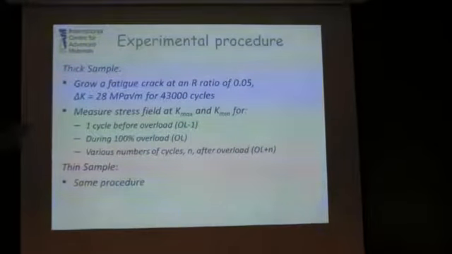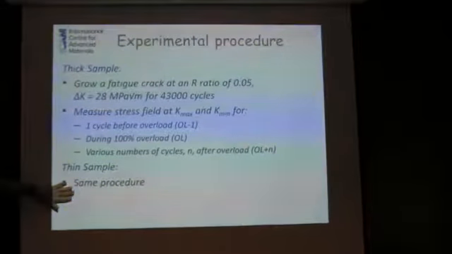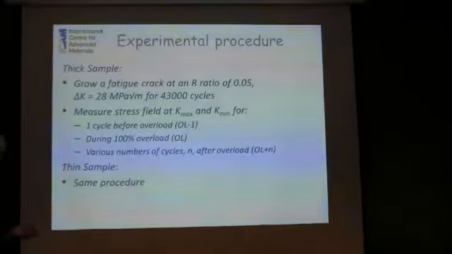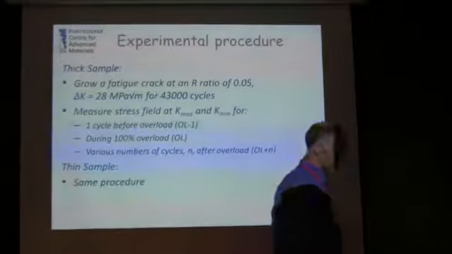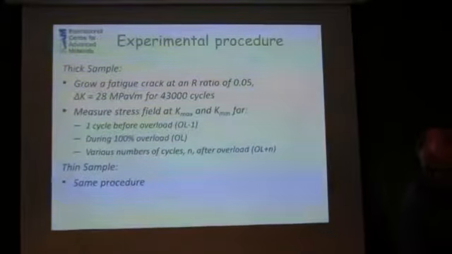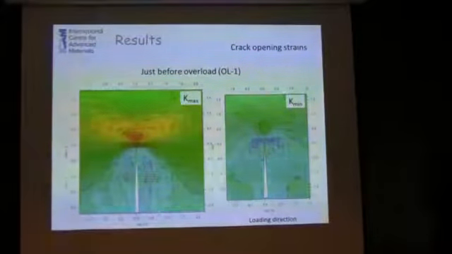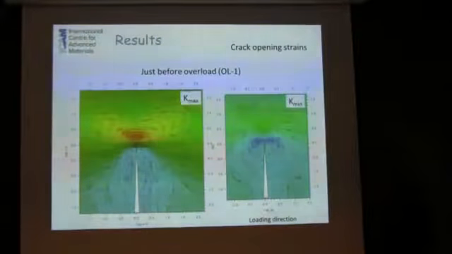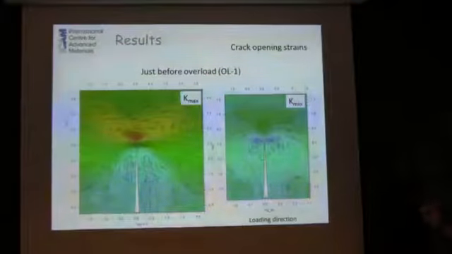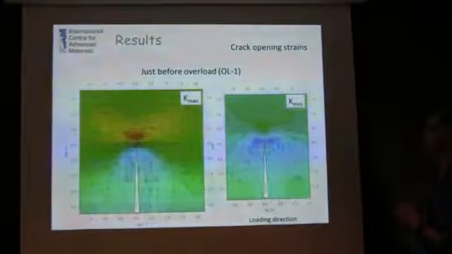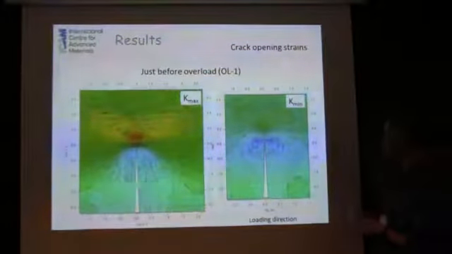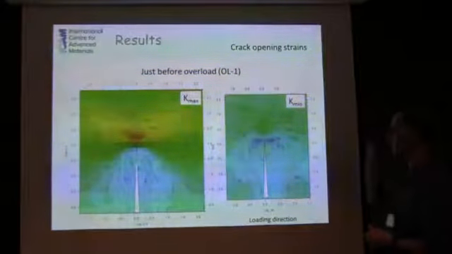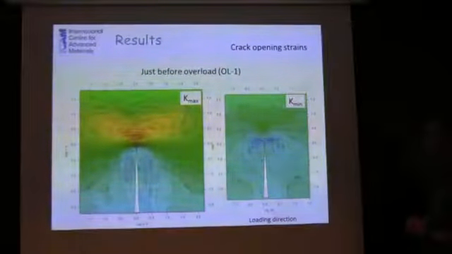We've done that for a thick sample, which is nominally plane strain at the centre, and for a thin sample, which is much more towards plane stress. So I'm going to show you the results of the first experiment. This is on the thick sample, and you can see the student unfortunately drew them all this way. I like to have my cracks going from left to right, but we've got them coming from the bottom.